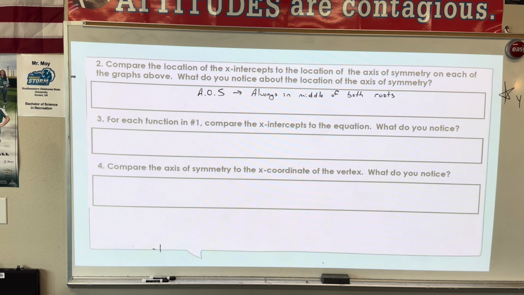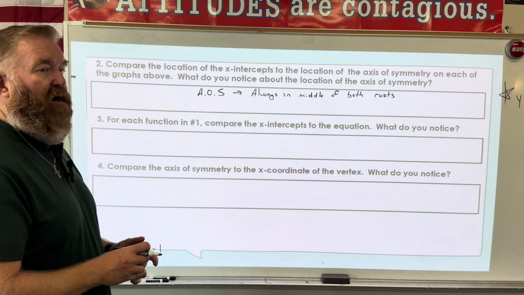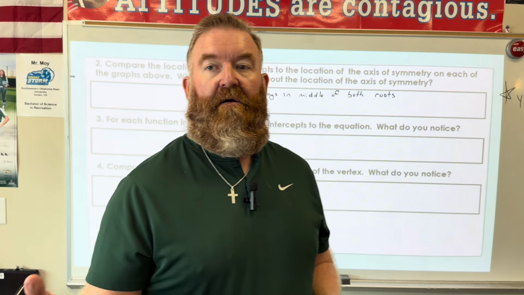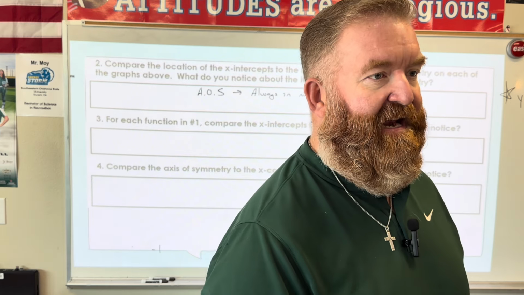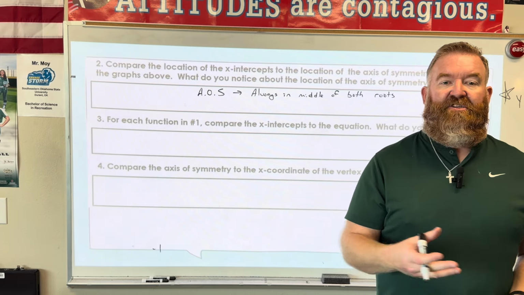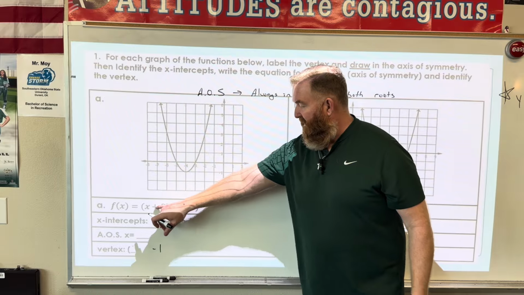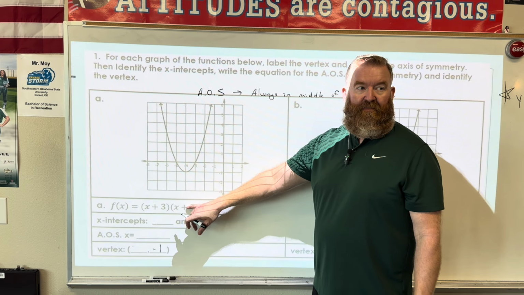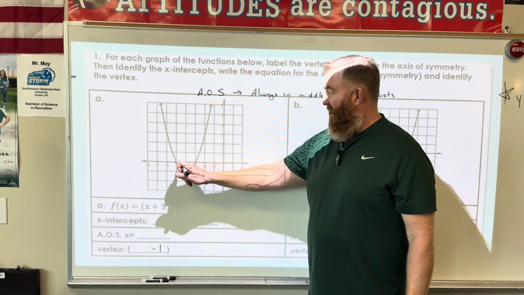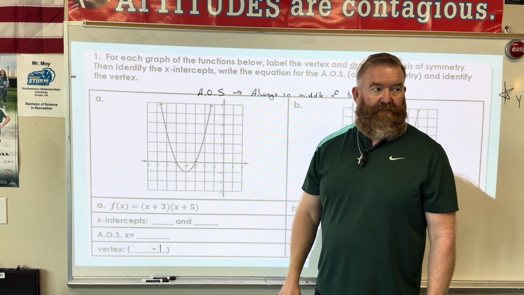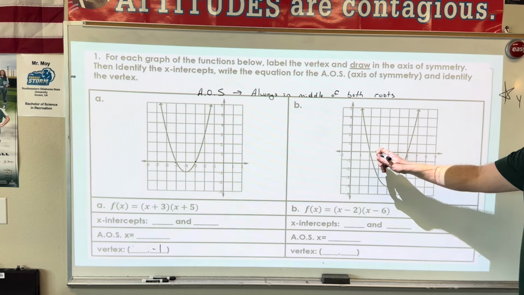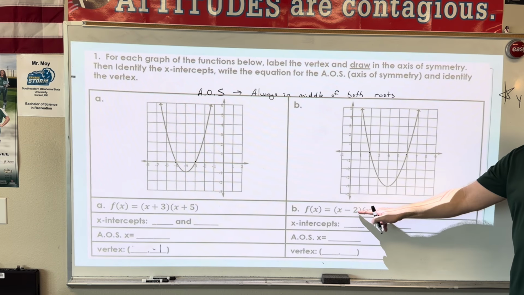All right, here we go. For each function in number 1, compare the x-intercepts to the equation. Take a look at them. Compare the x-intercepts that I gave you to the equations that you had. Here are the equations. I'm backing up. We got positive 3 and positive 5, yes? But where are my x-intercepts? Negative 3 and negative 5, yes? What about this one? Positive 2, positive 6, but we have negative 2, negative 6.